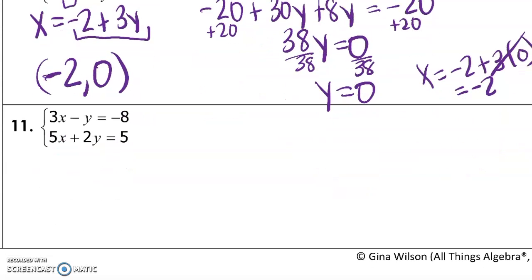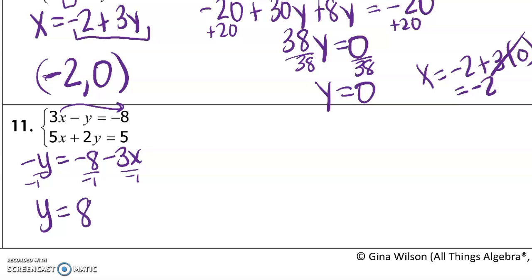Number 11 is our trickiest one. The reason is you don't have a positive 1 in front of the y. You have a negative 1. So if you move your 3x over, it's going to say negative y equals negative 8 minus 3x. But you need to get it to be positive y. So you need to go through and divide everything by negative 1 to give you 8 plus 3x. So if you see a minus sign, that means you're going to have to go through and divide everything by negative 1. Now I can plug that back in for the bottom y.